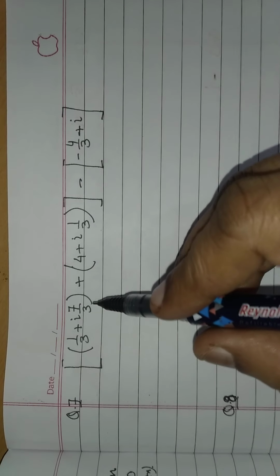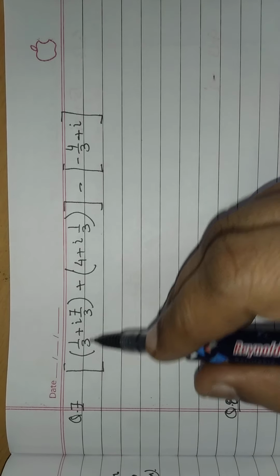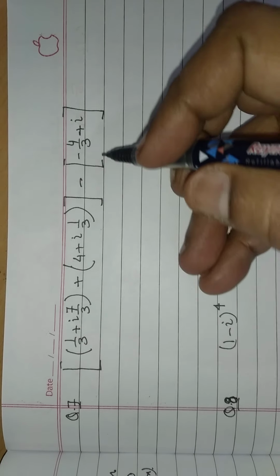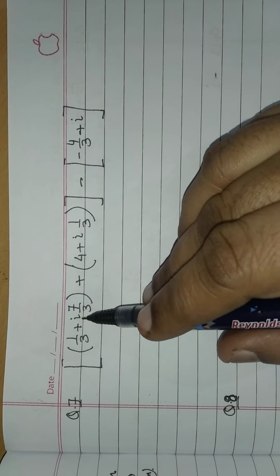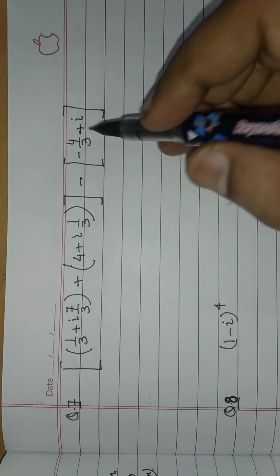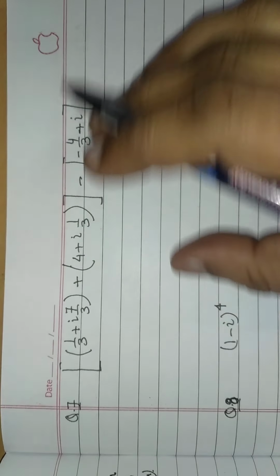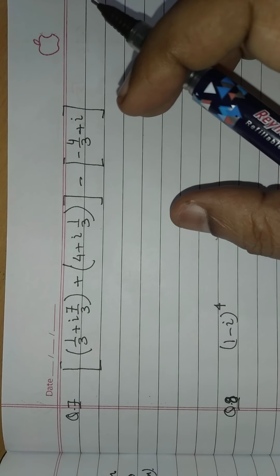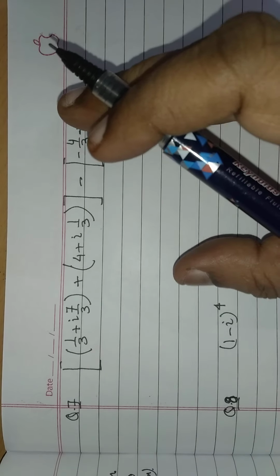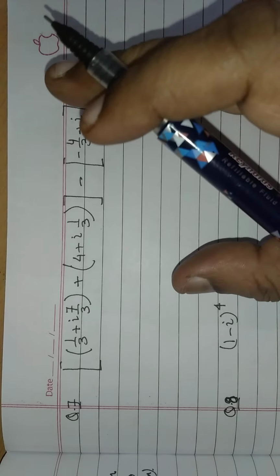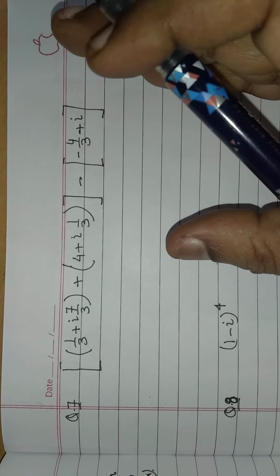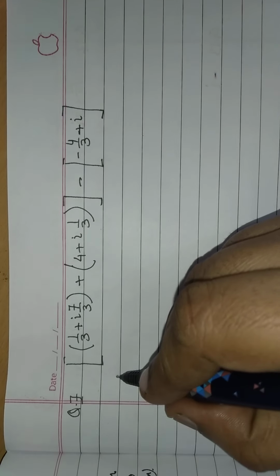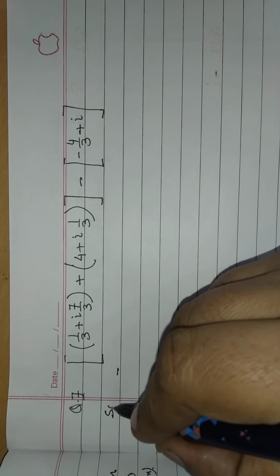Now the next question, question number 7, where we have to simplify this expression in which this is a complex number, and this is also a complex number, in which real and imaginary parts are given. So we will have to write the real part together and the imaginary part together, and after that we will express it in the form of a plus ib. So here we can write the solution.